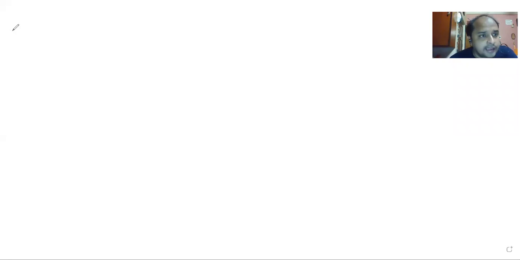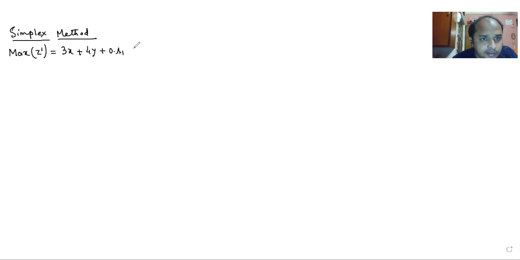Let us start with this particular simplex method. I shall write once again the system of equations which we got from our earlier session. Ultimately we have got max of z prime, which has now become 3x plus 4y plus 0 into s1 plus 0 into s2. The contribution of s1 in the objective function is nil. The contribution of s2 in the objective function is nil. So they have been multiplied by 0. Otherwise, the objective function will change, and that we do not want.